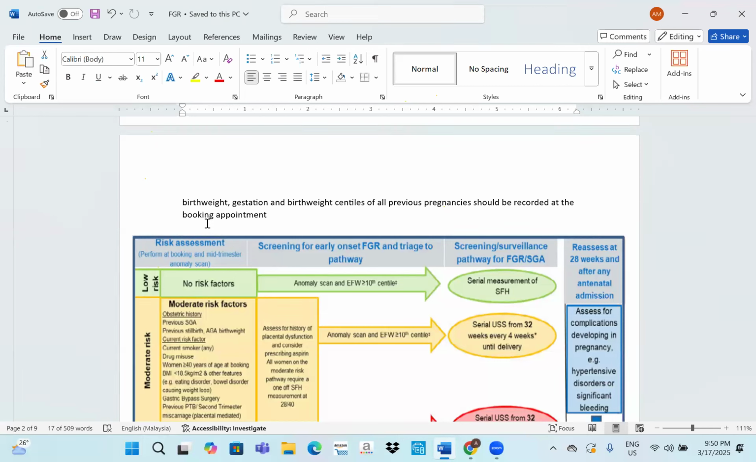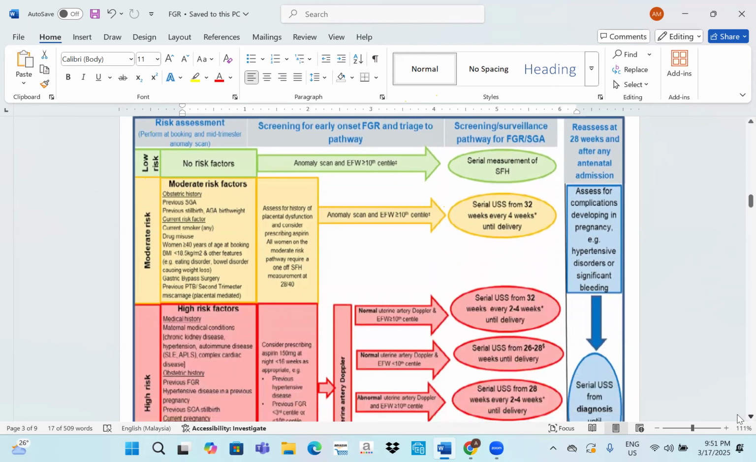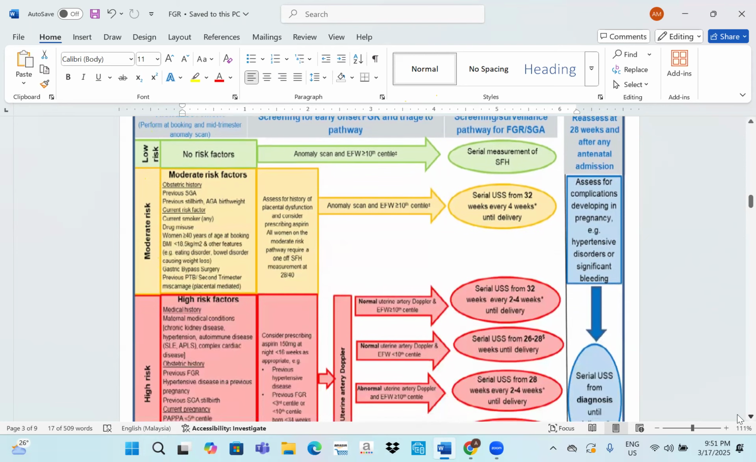Why is gestation important? Because previously we have learned that in the previous pregnancy, if some pregnancy or placental mediated problems resulted in delivery before 34 weeks. Okay. This chart is very important. All of this chart is important because all these points you will be asking in your history.